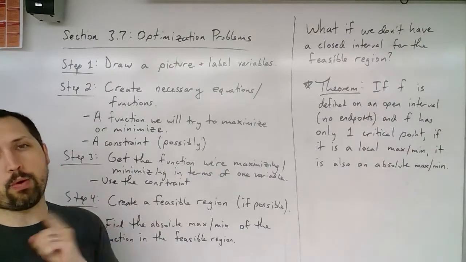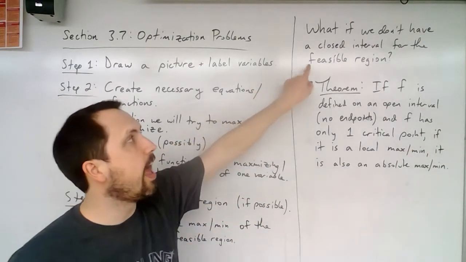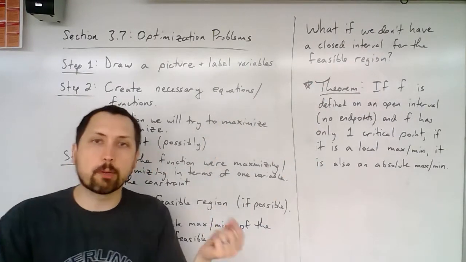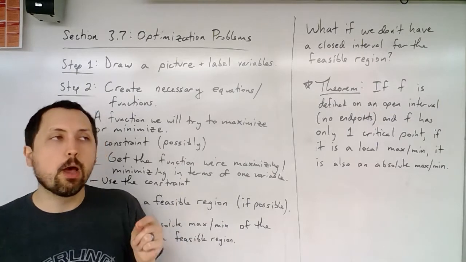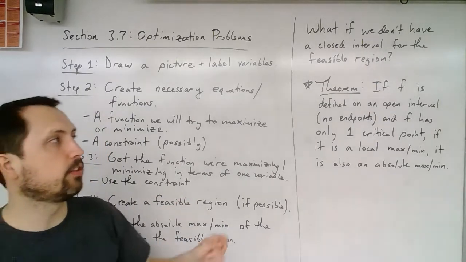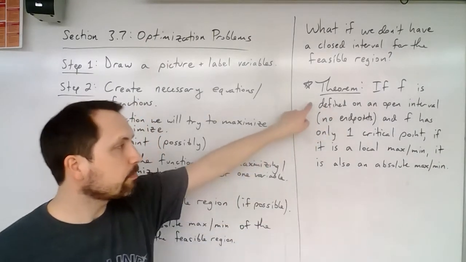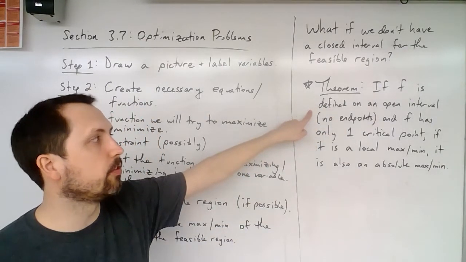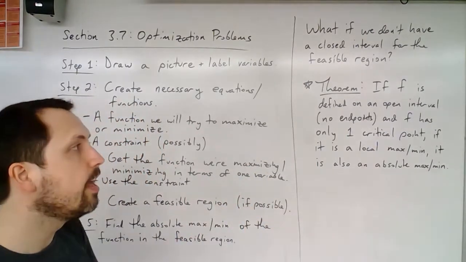But there's a slight twist that I want to introduce now: what if we don't have a closed interval? Because we only talked about finding absolute max and absolute mins when we had endpoints. What happens if we don't have endpoints? So there's this really nice theorem that you're going to want to have available. If f is defined on an open interval, that means there are no endpoints in either direction.